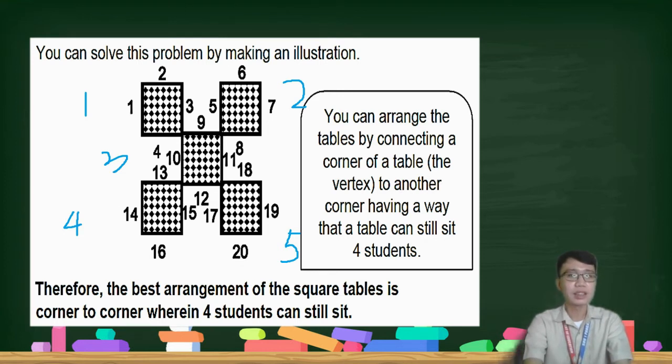Okay, so tingnan nga natin sa table 1. Sa table 1, ilan ang estudyante natin? 1, 2, 3, 4. Tama. How about table 2? 1, 2, 3, 4. 4 din. Tama. Number 3, table 3. 1, 2, 3, 4.